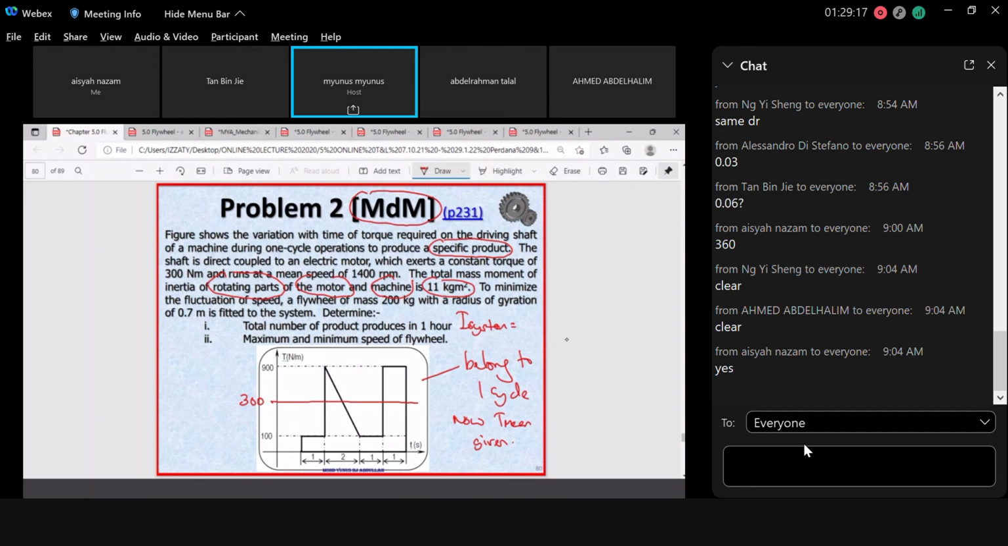Determine the total number of products in 1 hour. Look at it, 1 hour. It is not 1 minute as what you have earlier. The next thing is to determine the maximum and also minimum speed of the flywheel.